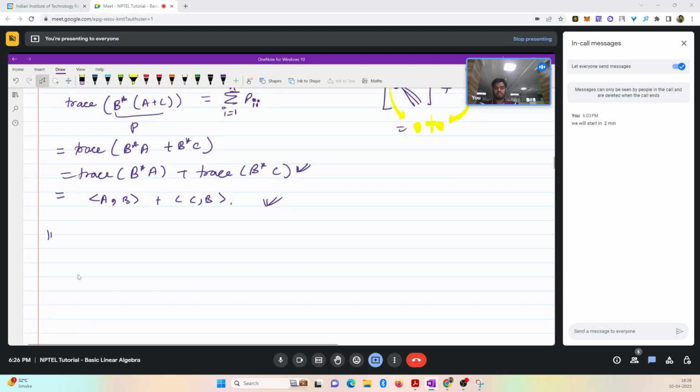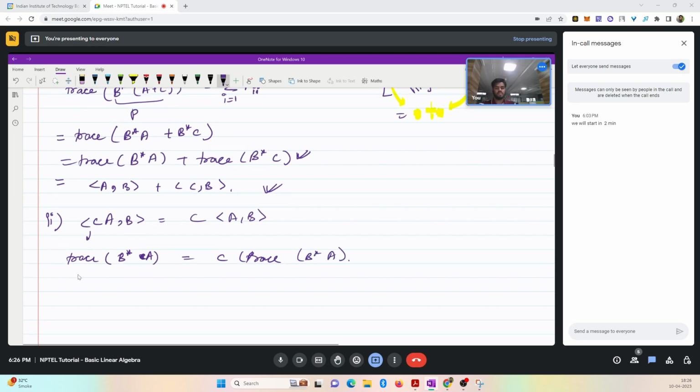Now the second one is that C times <A, B> is C times of <A, B>. This is quite simple, so you can take this to be trace of B transpose CA. Okay, so if some matrix is multiplied by some constant, you can take that thing out of the trace, and this would be nothing but C times trace of B A. Okay, this one was quite simple.